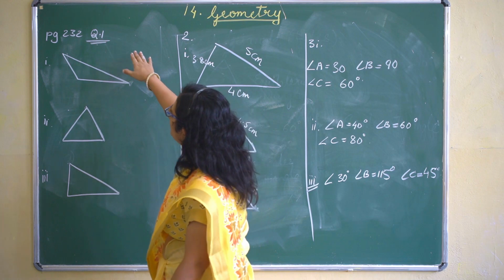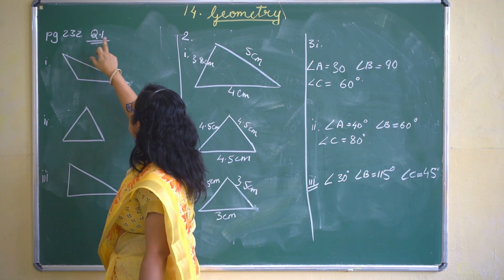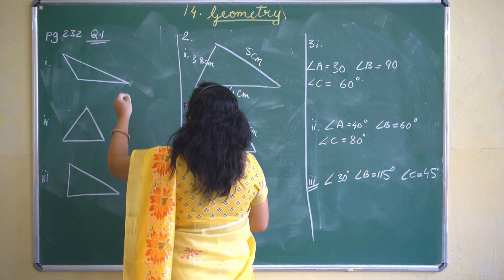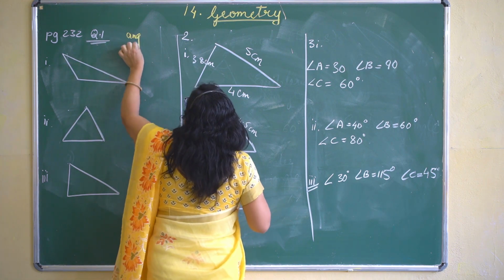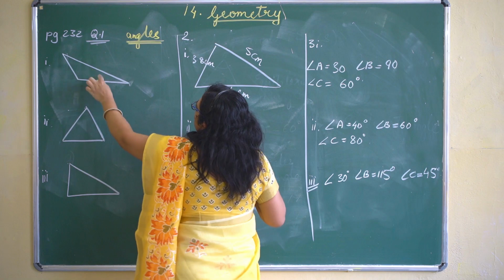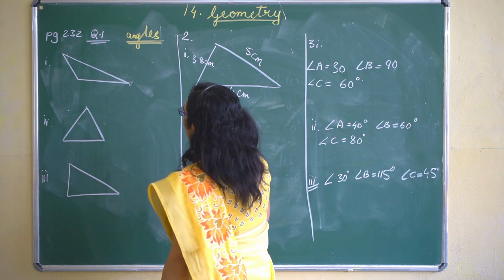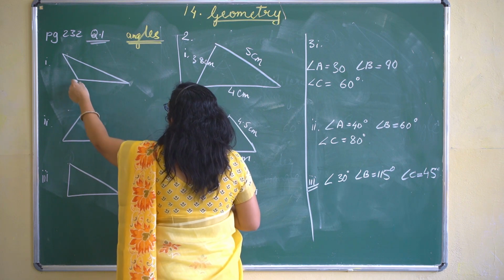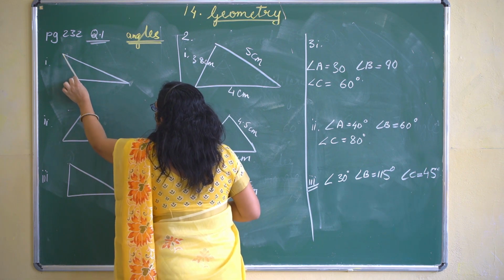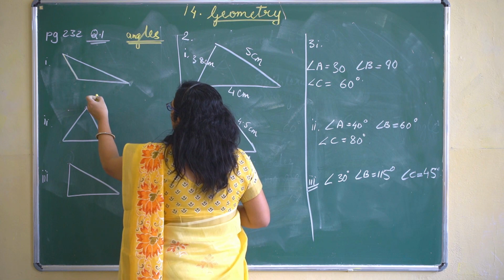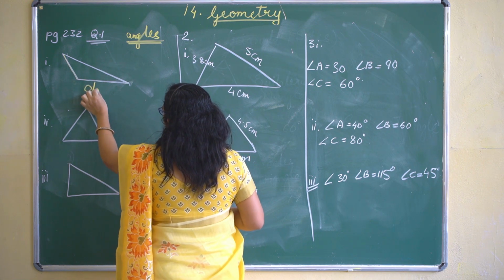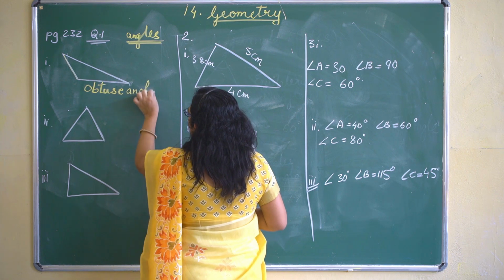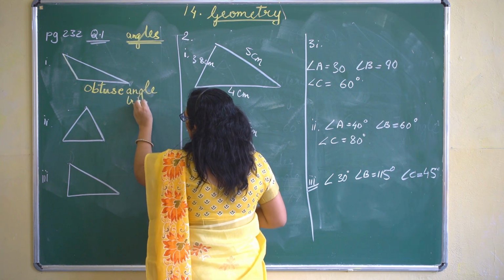Now we will do the exercise questions. Page number 232, Question 1. We have to identify the triangles on the basis of angles. First one, we have to identify these triangles on the basis of angle. As you can see, in the first triangle the angle is greater than 90 degrees. Greater than 90 degrees means obtuse angle. So this triangle is called an obtuse angle triangle.